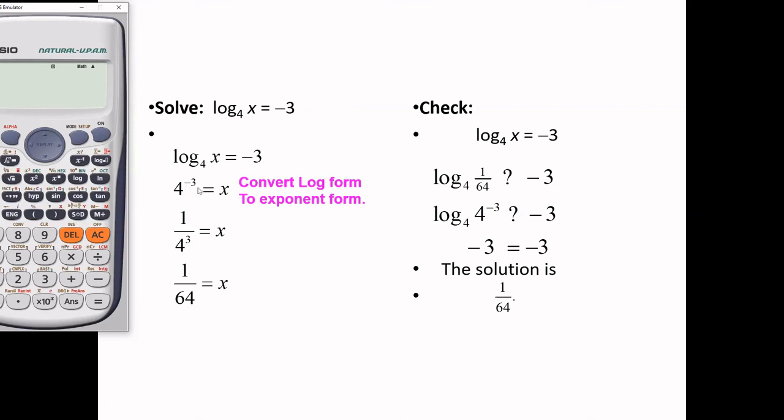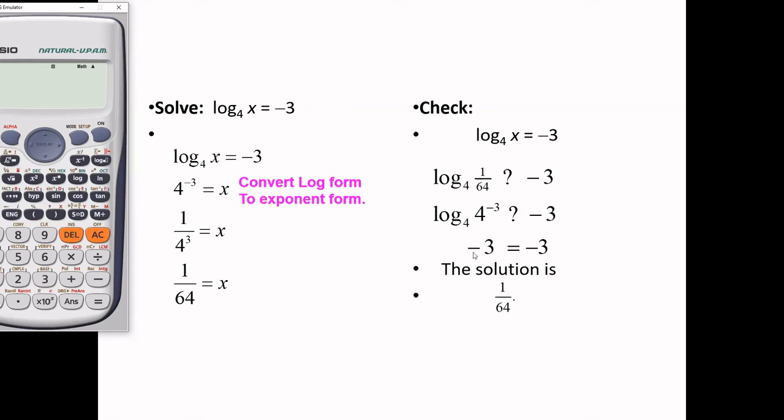4 remains the base, -3 is the power, and x becomes the solution. Now, 4 to the -3 is 1 over 4 to the third, which is 1 over 64. So that's all there is to it.